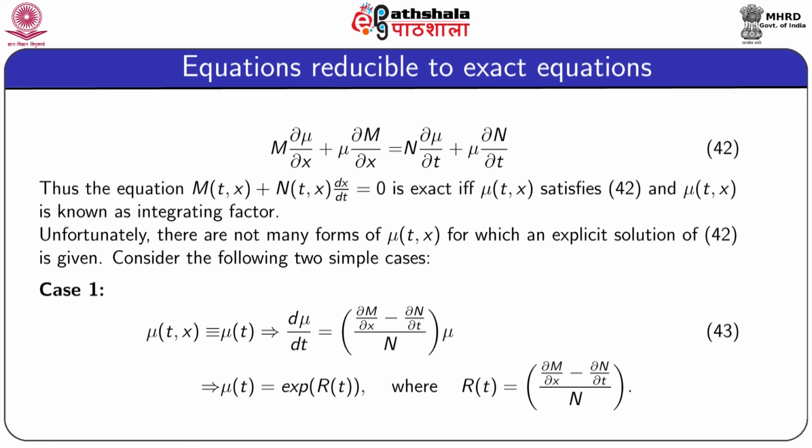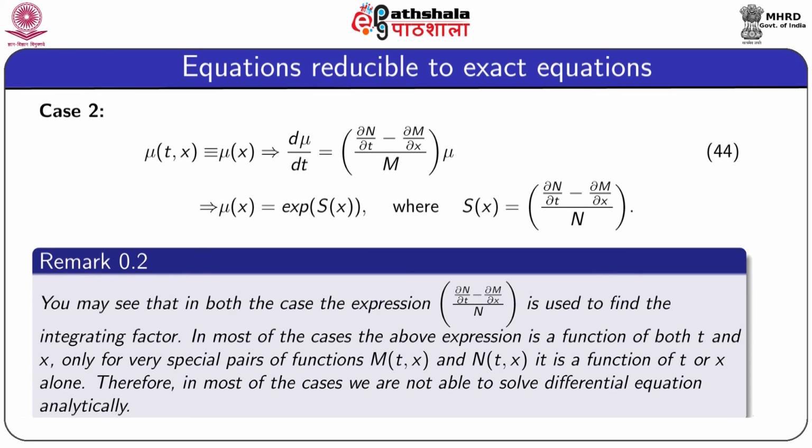Unfortunately, there are not many forms of mu for which an explicit solution of 42 is given. So, we consider two simple cases. In case 1, we take mu(t, x) as a function of t only, that is mu(t), which implies d mu/dt is equal to (∂m/∂x minus ∂n/∂t) divided by n multiplied by mu, which implies mu will be exponential of R(t), where R(t) is given by (∂m/∂x minus ∂n/∂t) divided by n.